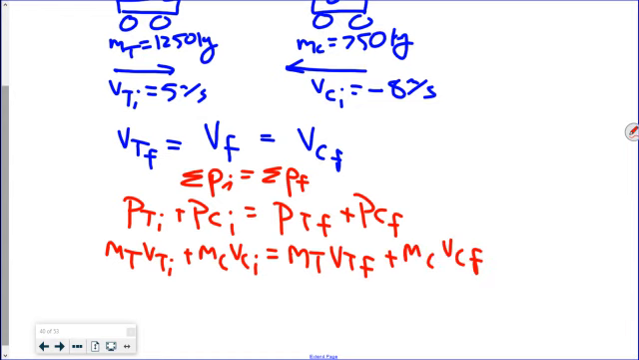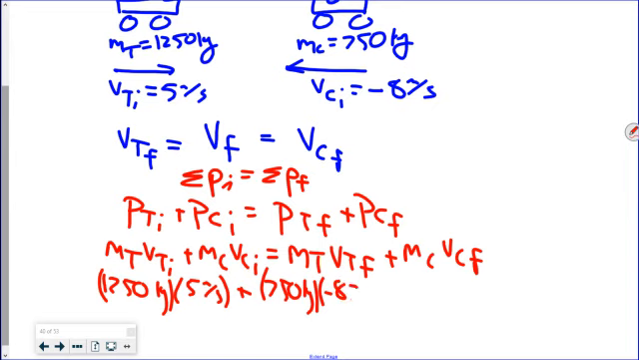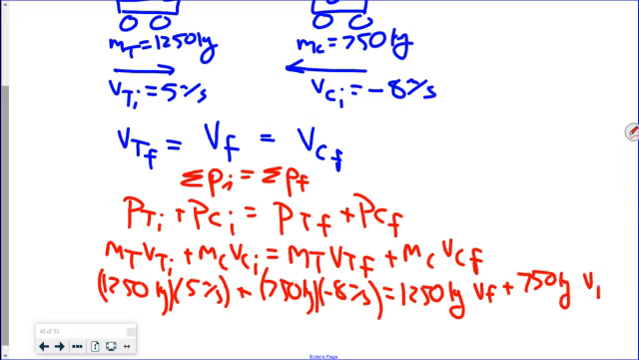Now I'm just going to plug in my numbers. So I get 1250 kilograms times 5 meters a second plus 750 kilograms times -8 meters a second equals the mass of the truck is 1250 kilograms times VF plus the mass of the car, sorry, 750 kilograms, also times VF.